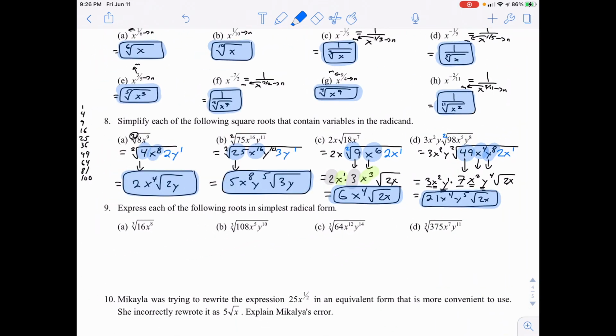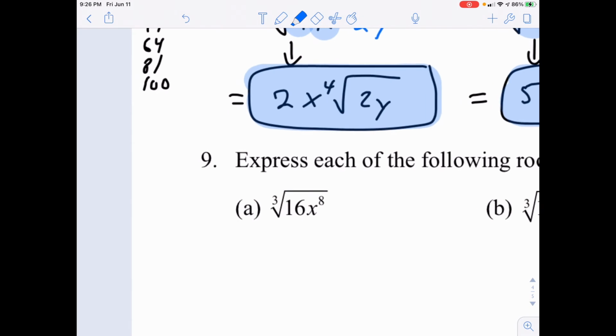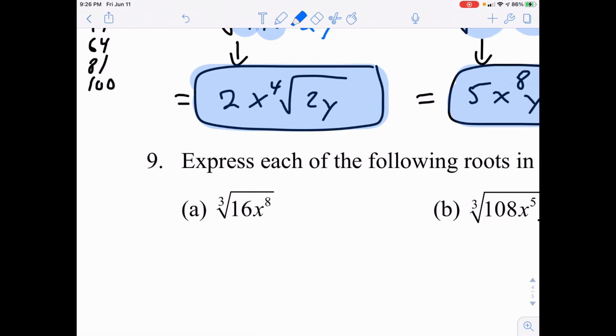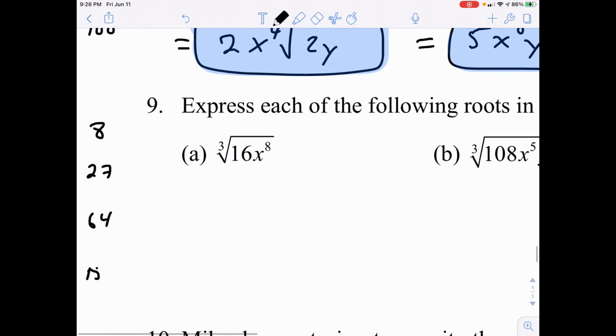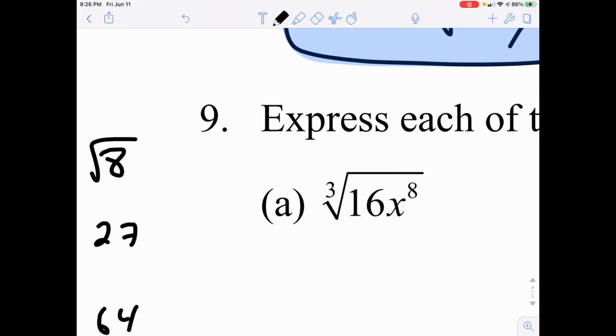Part 9. Evaluate each of the following roots in simplest radical form. Notice in part 9, all the roots are cube roots, so we need to make a list of our perfect cube roots. Well, the list of perfect cubes would be 8, 27, 64, and 125. The cube root of 8 is 2.